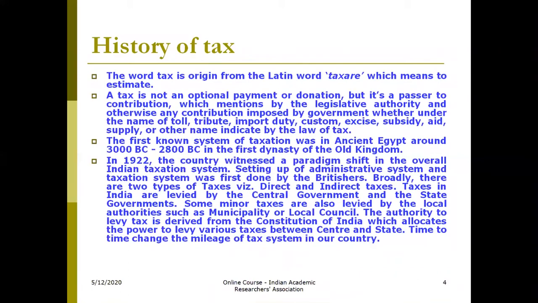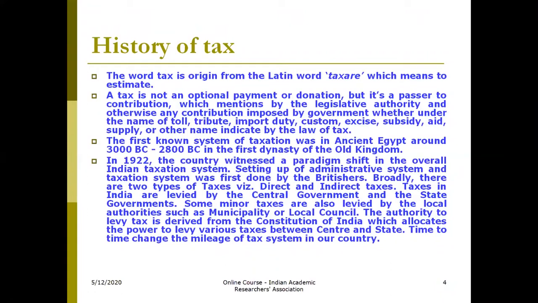The first known system of taxation was in ancient Egypt around 3000 BC to 2800 BC in the first dynasty of the Old Kingdom. In 1922, the country witnessed a paradigm shift in the overall Indian taxation system. Setting up of the administrative system and taxation system was first done by the Britishers.